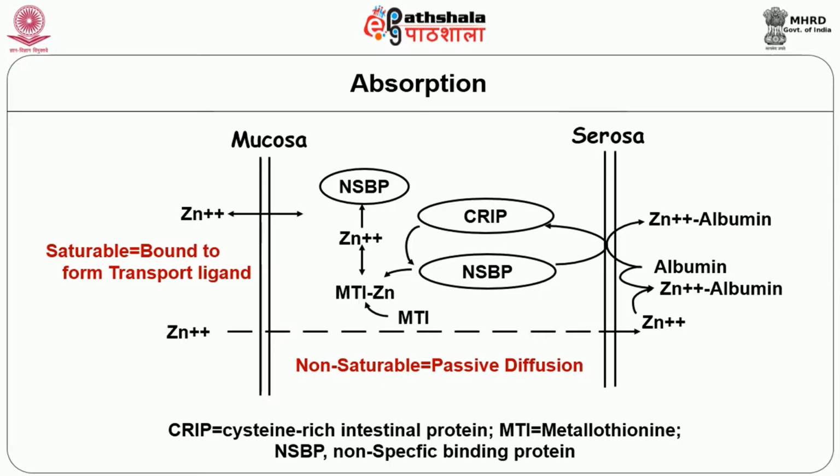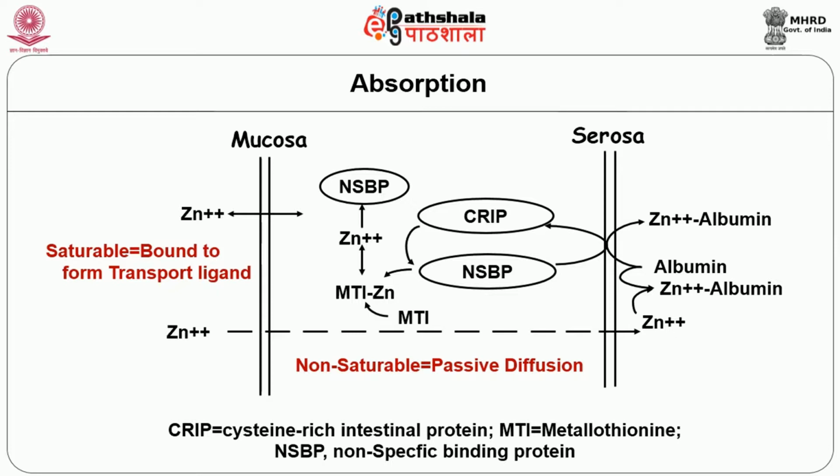The other transport system is non-saturable, which is passive. That means there are no transporters involved. Zinc from the luminal content enters the mucosa, and through the cytosol it reaches the blood plasma, then binds to albumin and circulates in the body. Once it is absorbed and bound to plasma albumin, it will go to different tissues, the target tissues.